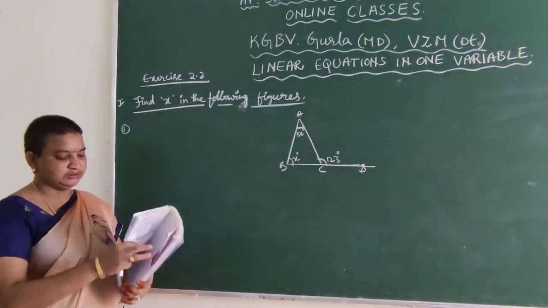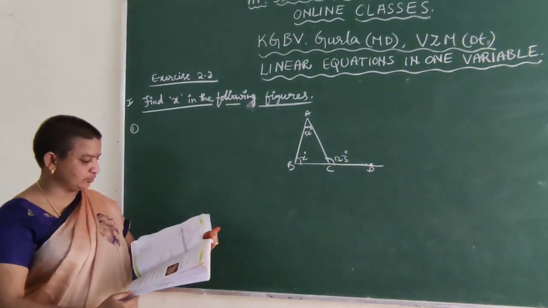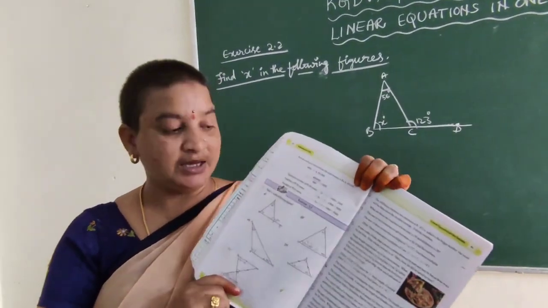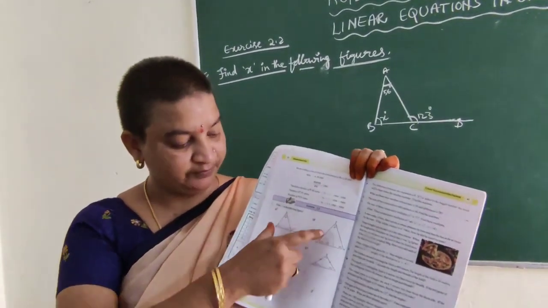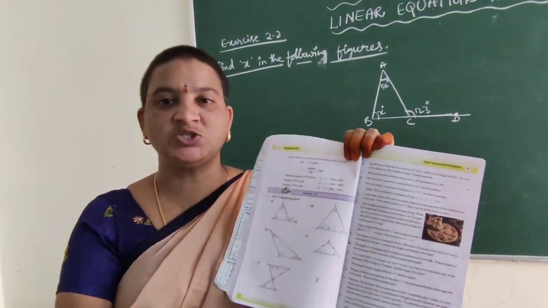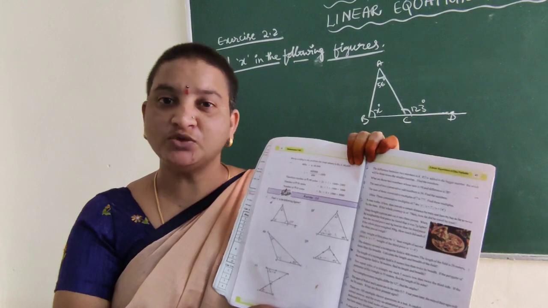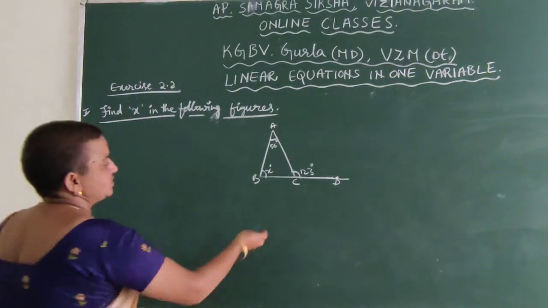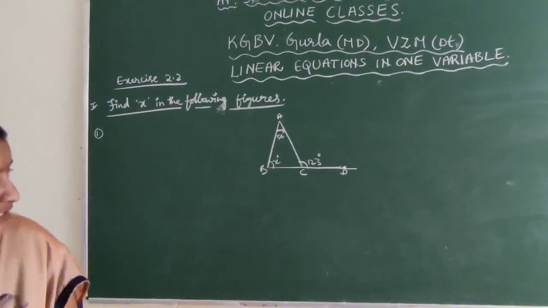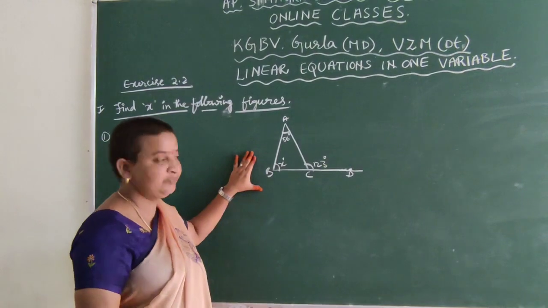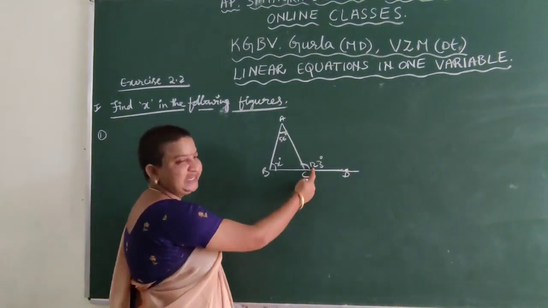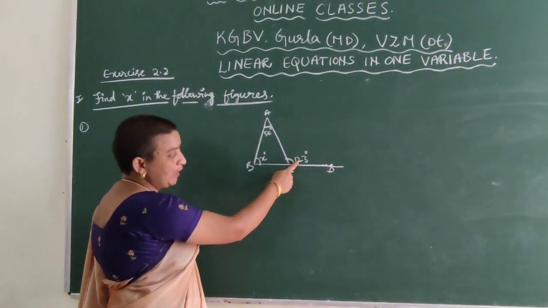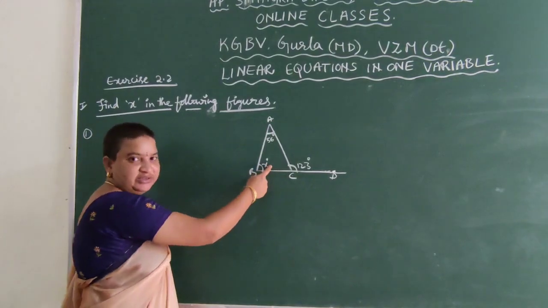Okay. In the first Roman, page number 42, exercise 2.2. In exercise 2.2, the first Roman gives all problems based on triangle properties. By using these properties, we can solve them. Okay, we can start the first problem. The first problem is given like this. In this triangle, he has already given one exterior angle and two interior angles.